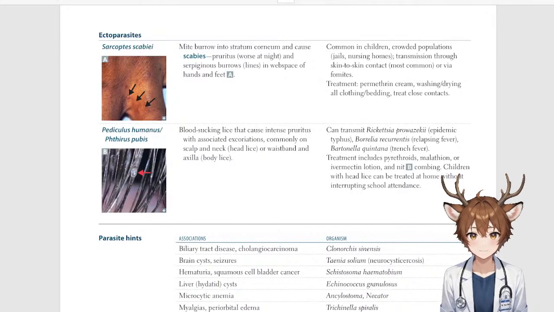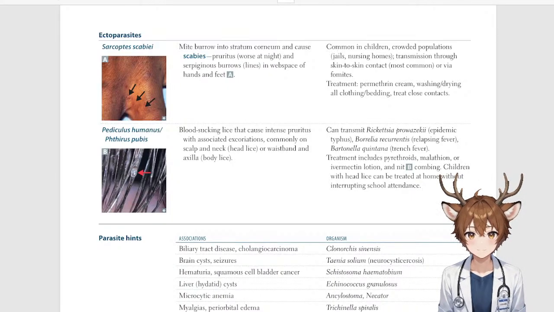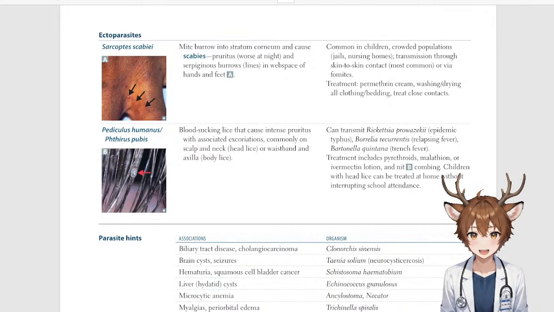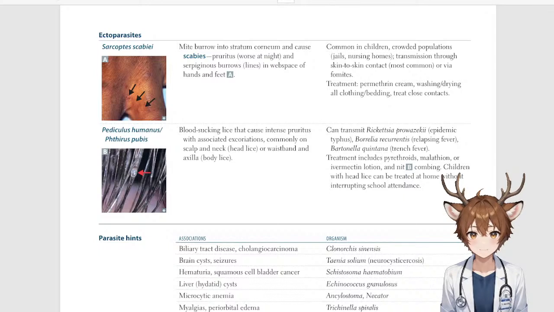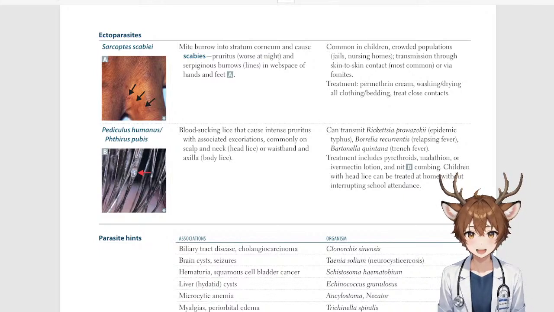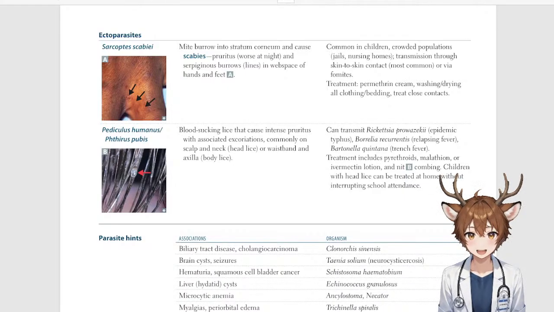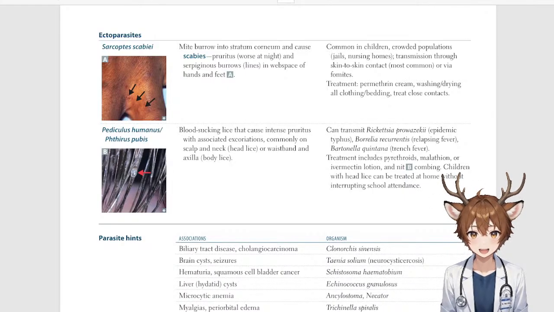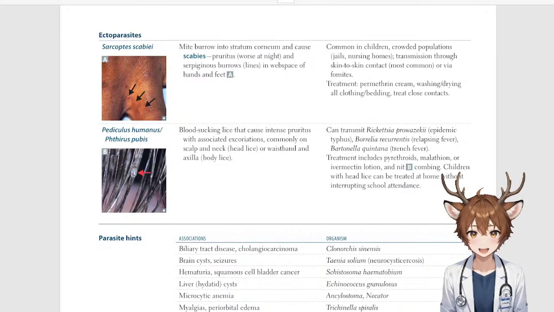What about Pediculus humanus and Phthirus pubis? Blood-sucking lice that cause intense pruritus with associated excoriations, commonly on the scalp and neck, head lice; waistband and axilla, body lice; or pubic and perianal regions, pubic lice. Body lice can transmit Rickettsia prowazekii, epidemic typhus; Borrelia recurrentis, relapsing fever; and Bartonella quintana, trench fever.